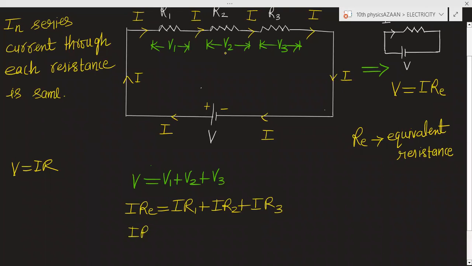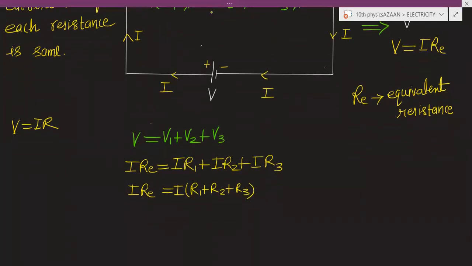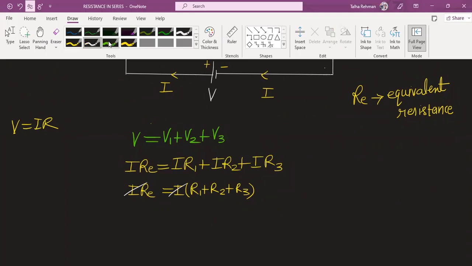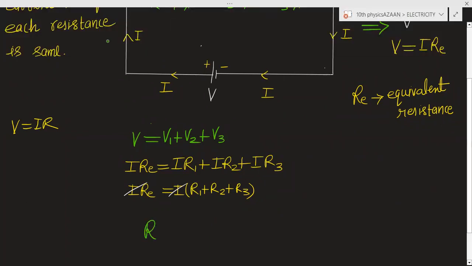So here is I, this is RE now. From here you can take I common, so you will have R1 plus R2 plus R3. Now this I cancels out with this I. So what will be the equivalent resistance? Equivalent resistance in case of the series combination is R1 plus R2 plus R3.